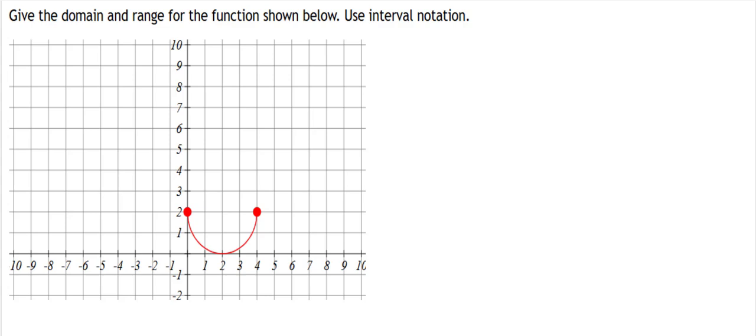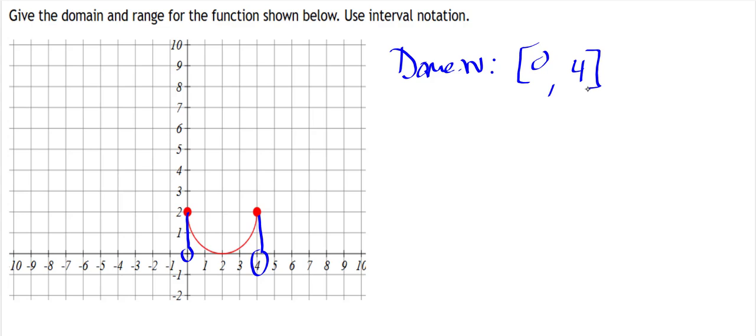Give the domain and range of the function. Well, I always ask this for domain. How far to the left does it go? So I come over here and I go, boom, it goes to 0. Now, is that point a solid dot or an open dot? Well, it's solid, so it gets a bracket. Now, how far to the right does it go? It goes all the way over here to 4. Now, is that point an open dot or solid? It is solid, so the domain is from 0 to 4. All of the x values in this particular graph are between 0 and 4, including 0 and 4.